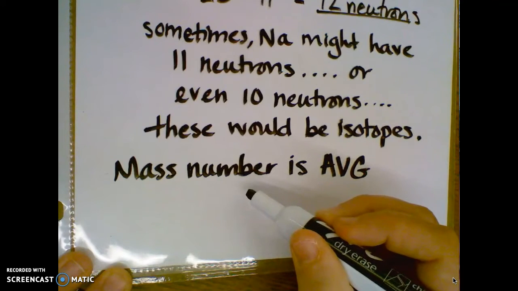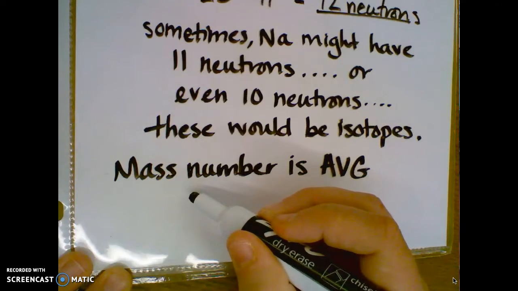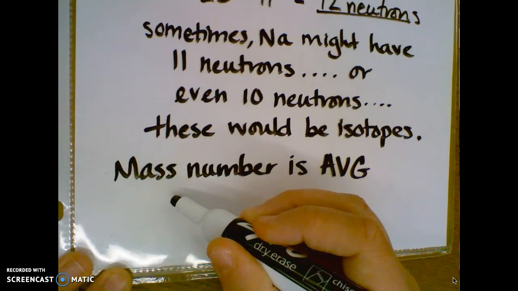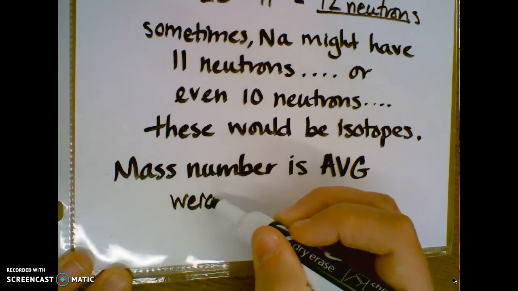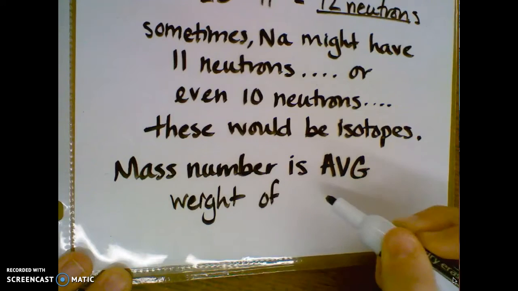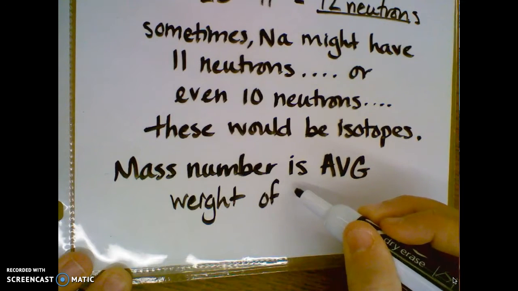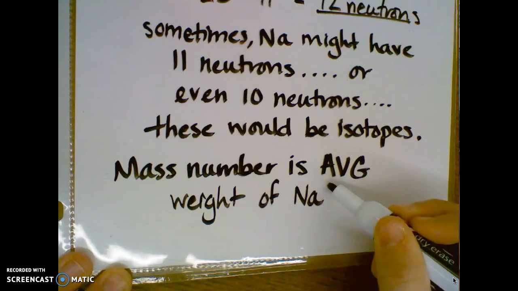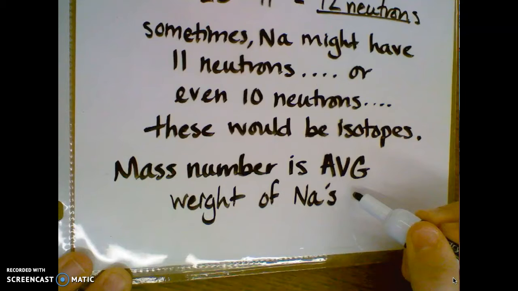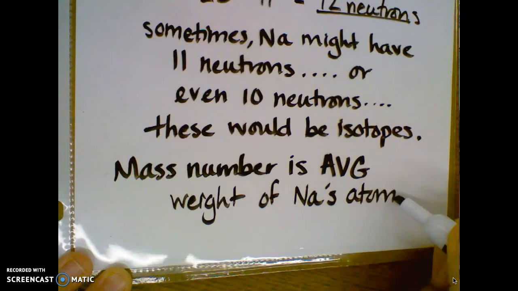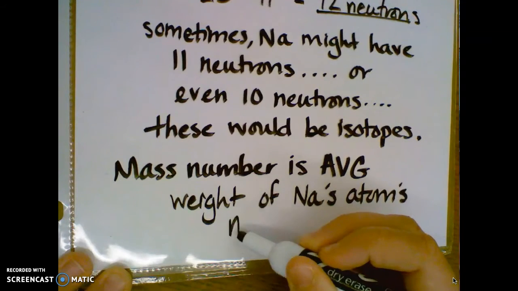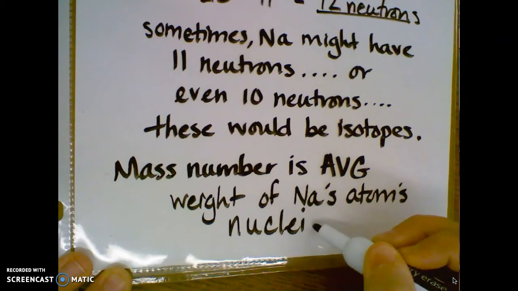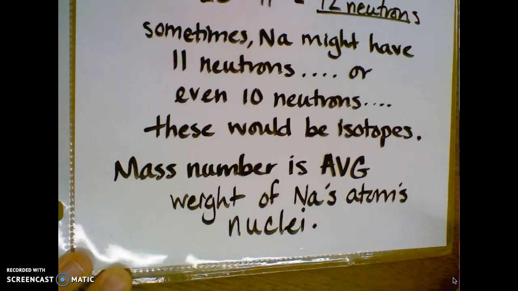So the mass number that we saw, that 22.99, is an average that's calculated from all known sodium atoms. You know, so there's sometimes that there's 11 neutrons, sometimes there's 10 neutrons. Most of the time there's 12 neutrons, and that's what accounts for the number that we see on the periodic table. All right, that's it.